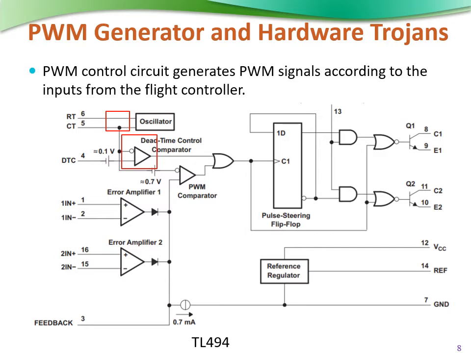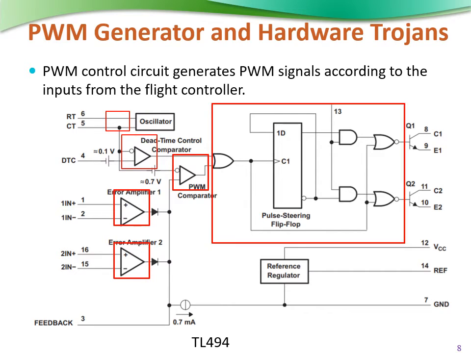A Trojan can be inserted in the DTC comparator that will change the PWM duty cycle and so the speed of the motor. Trojans can be inserted similarly in error amplifiers as well as the PWM comparator. These will ultimately impact the speed of the motor. Trojans can also be inserted in logic gates, flip-flops, etc., to create a different duty cycle.